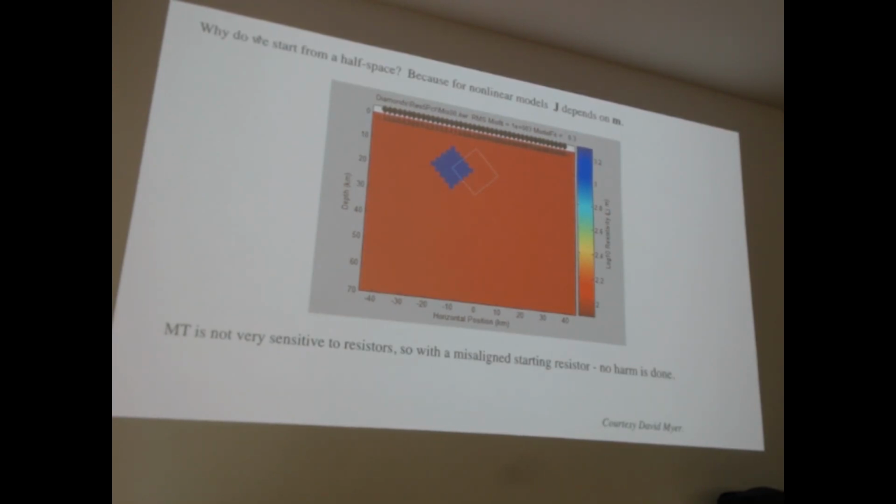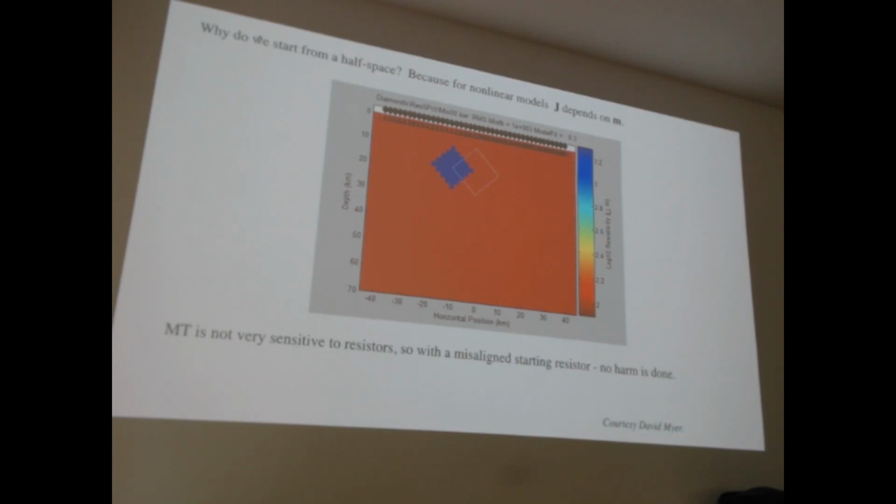The reason I start from a half space is because the Jacobian matrix for a nonlinear problem like EM induction depends on the model. The Jacobian matrix's job is to point your inversion in the right direction. So I don't want to prejudice that by having a Jacobian matrix that's got structure in the beginning.